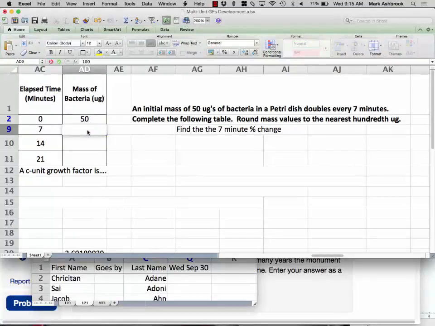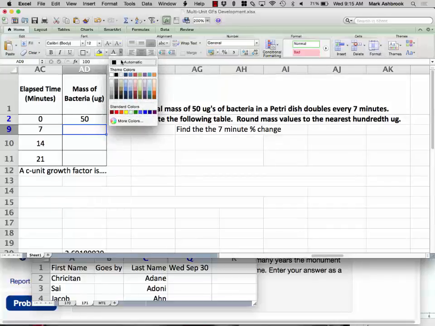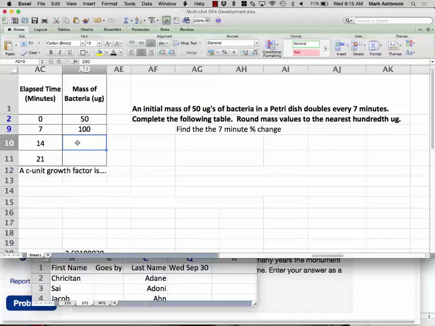Okay, 100. And then after 14 minutes, 200, and 21 minutes, 400. Doubling every 7 minutes, piece of cake.